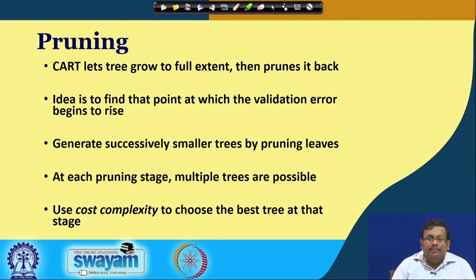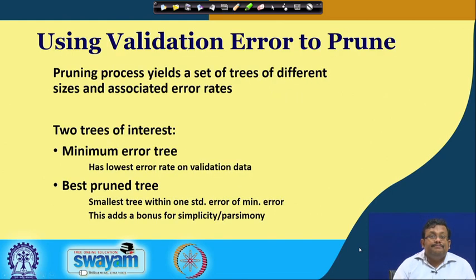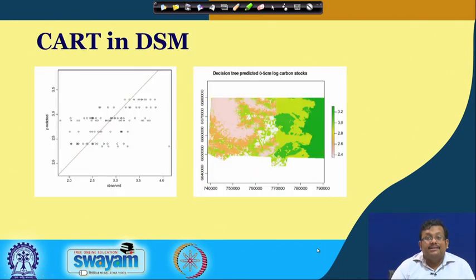When we are pruning the leaves, obviously the trees will get smaller, and at each pruning stage multiple trees are possible, and we use the cost complexity to choose the best tree at that stage. A pruning process yields a set of trees of different sizes and associated error rates, and two rates are of interest to us while we are doing the pruning. The minimum error rate, that is, the tree with the lowest error rate on validation data, and the best pruned tree, which is the smallest tree within one standard error of the minimum error, and this adds a bonus for simplicity or parsimony.